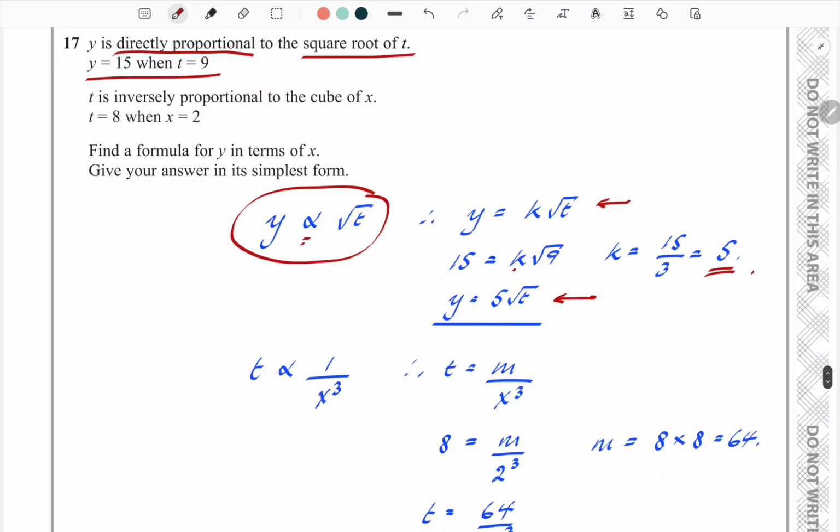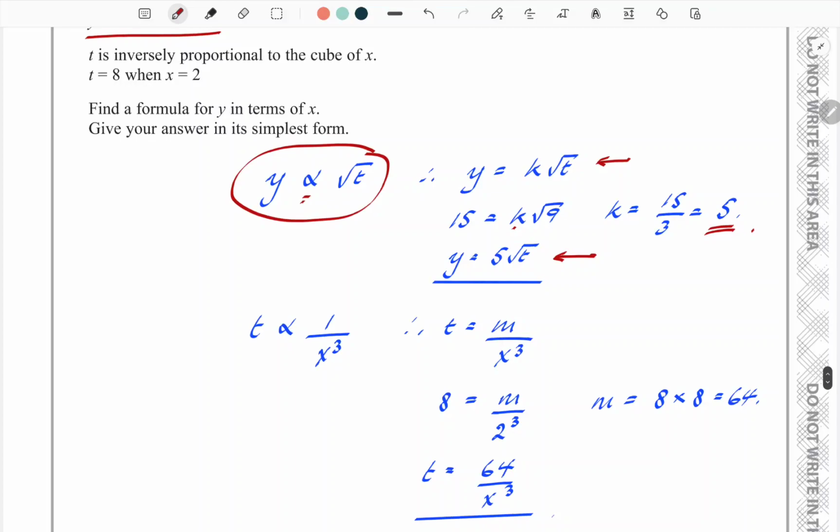So park that on one side for a moment. Next thing we have is t is inversely proportional, and this is one that throws a lot of people. Inversely proportional means like 1 over, so it goes in a denominator instead of just straight across. So t is inversely proportional to 1 over a cube of x, so x to the power 3.